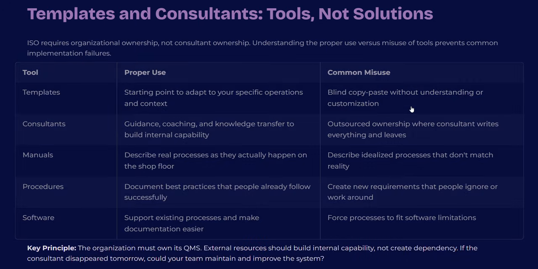The key principles here: the organization must own its QMS. External resources should build internal capabilities, not create dependency where you always call the consultant. If the consultant disappeared tomorrow, could your team maintain and improve the system? The answer must be yes. If it's no, then there is a lot of work to be done. And just follow this table and everything will be fine.